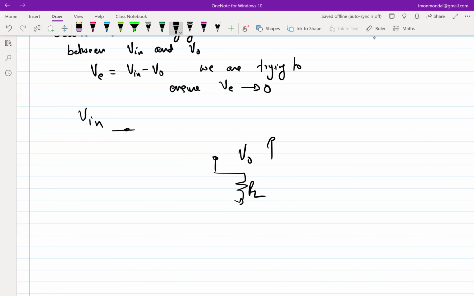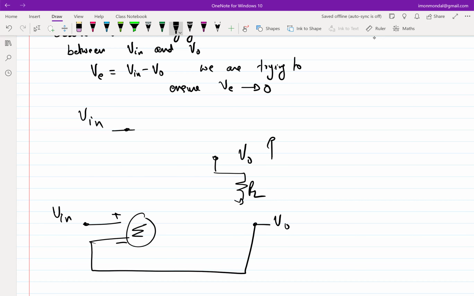So let's say I have V in, I have V naught. We are trying to develop a framework where we measure the error. Firstly, if we have to take an action based on error, we should have a way of measuring the error, right? So essentially we need to have a framework where we can measure the difference between V in and V naught.